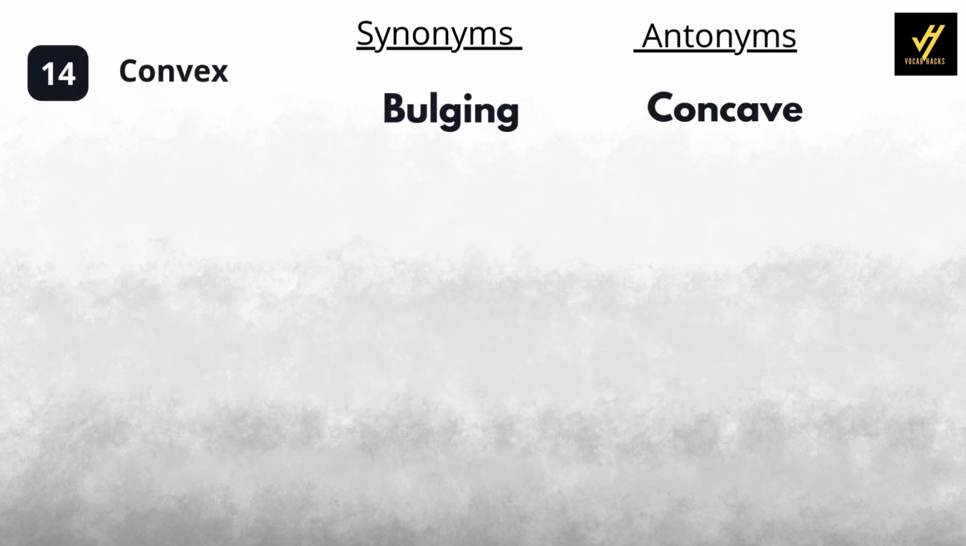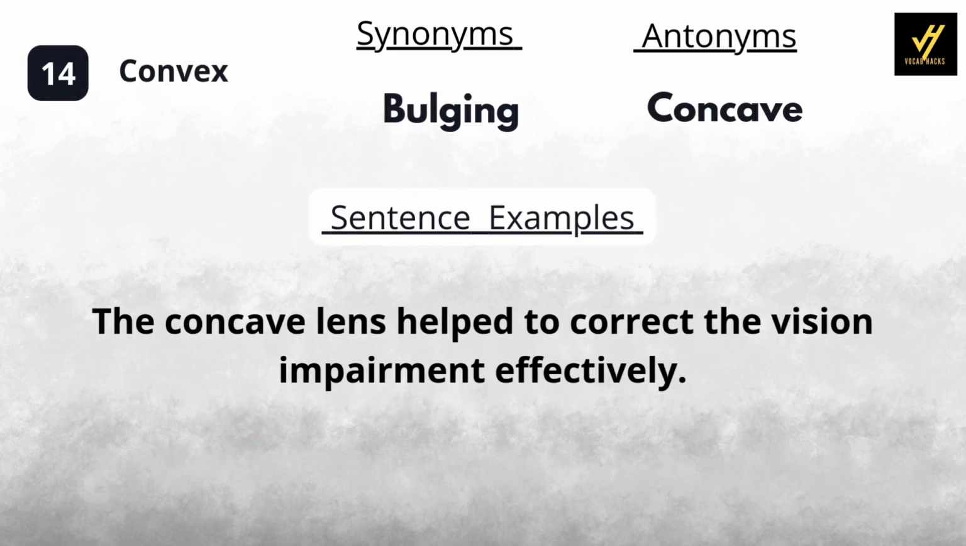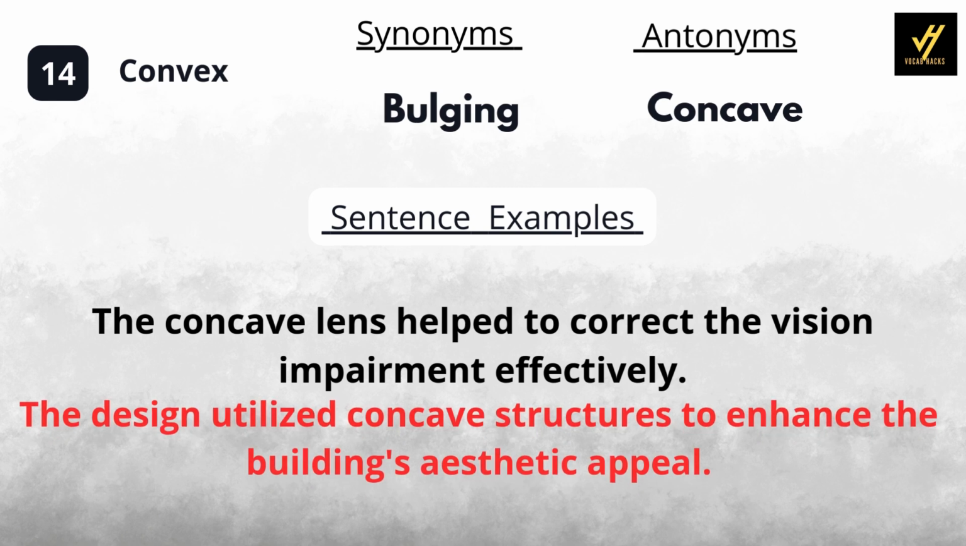Convex, bulging, concave. The concave lens helped to correct the vision impairment effectively. The design utilized concave structures to enhance the building's aesthetic appeal.